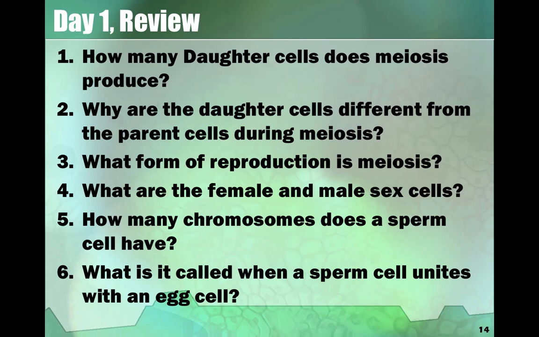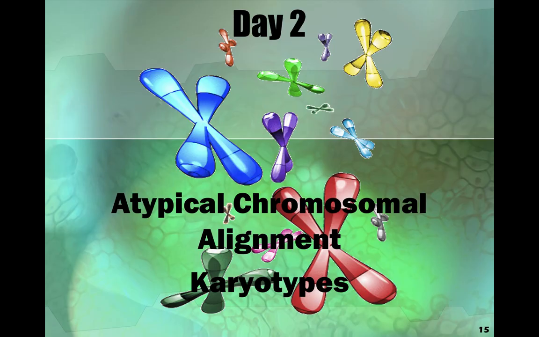So that takes you through some of the facts. You also need to make sure that you remember some of that information about meiosis, and pay attention to the fact that it has those 2 stages of division. During prophase 1, we have those homologous chromosomes that come together to form a tetrad. And that's when crossing over occurs, and the purpose of crossing over is to create genetic diversity. So next class, we're going to be talking about atypical chromosomal alignment and karyotypes. Okay?